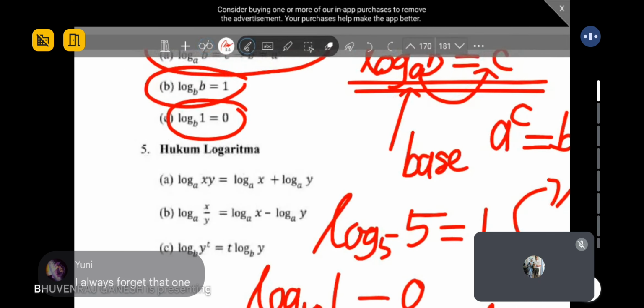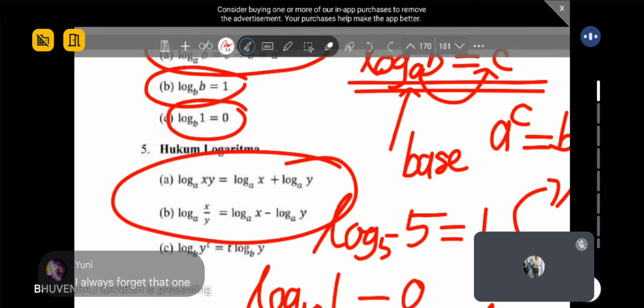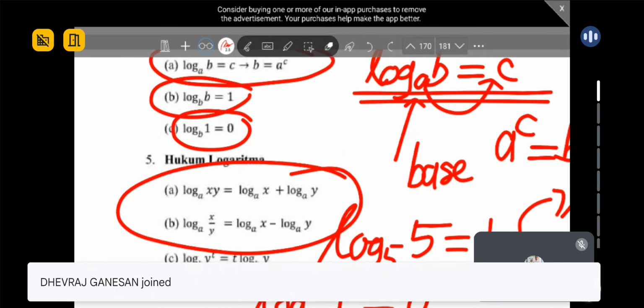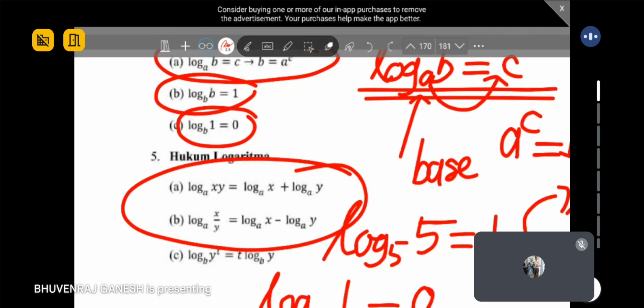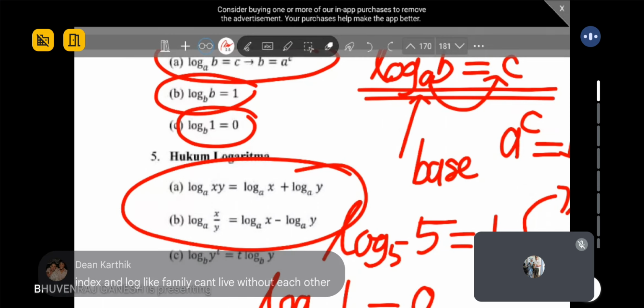Now, these two are the same as your index. Do you see, guys? Pattern dia sama macam index kan? Kalau darab, kena tambah. Kalau bahagi, kena tolak. When you times two numbers, you must add up. And when you divide two numbers, you must minus. But you must separate the log. Kena pisahkan jadi dua log berasingan. Two separate logs. Do you guys understand this?